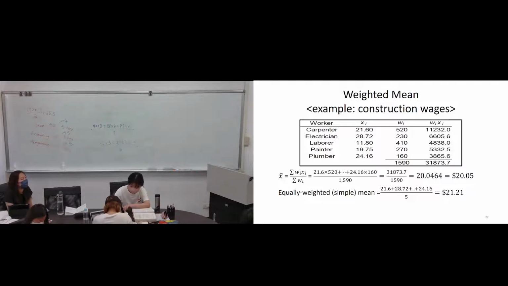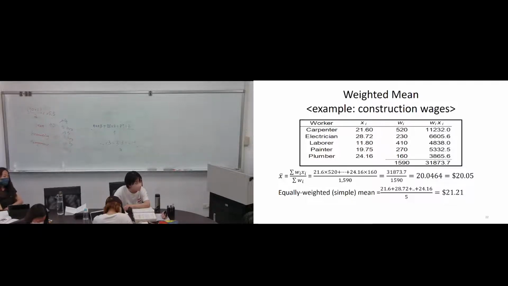So the total number of hours is 1590. We divide $31,873.70 by 1590 hours. And then we obtain a value that's the weighted mean, 20.0464. That's rounded to the second decimal point, $20.05. That's the weighted hourly mean.